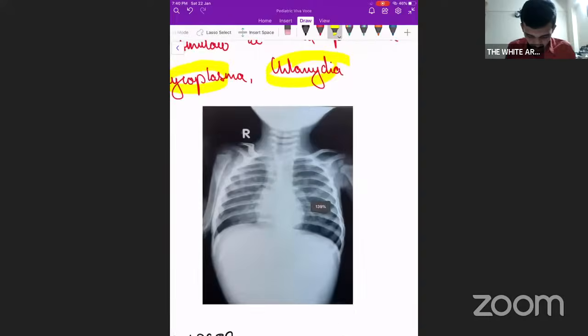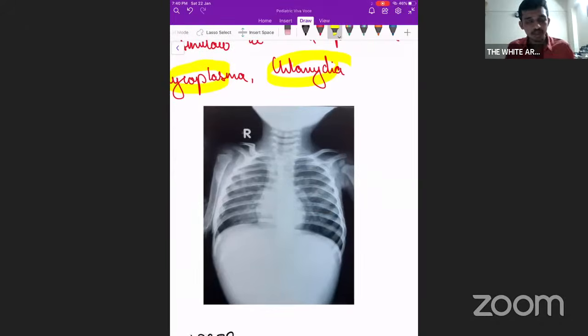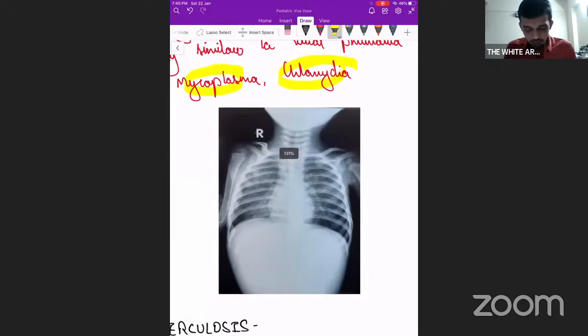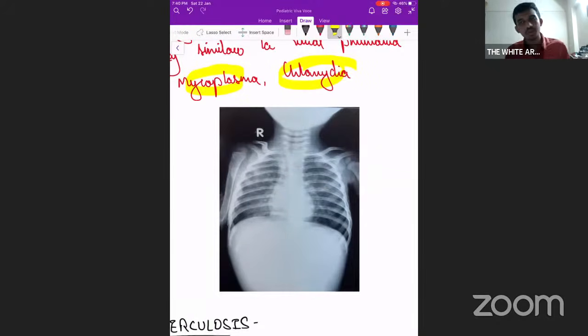Like you have this X-ray. This is of a child with HIV who came with tachypnea and significant respiratory distress with low saturation, and this was the X-ray taken. So what do you suspect over here? Anyone would like to answer? On YouTube, anyone would like to answer?